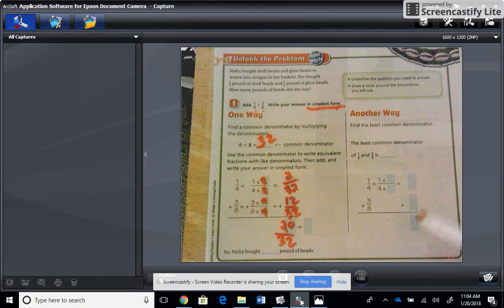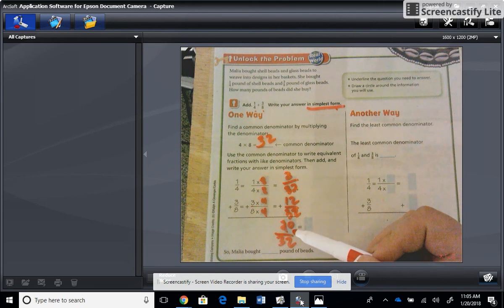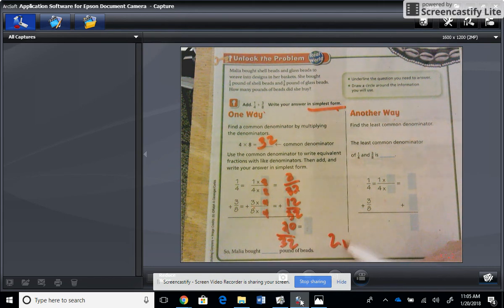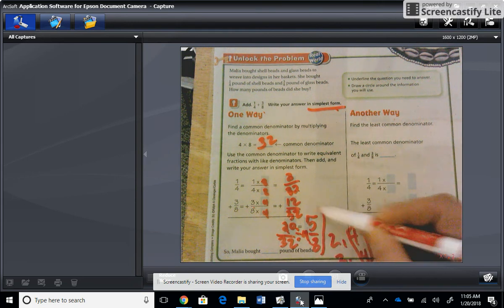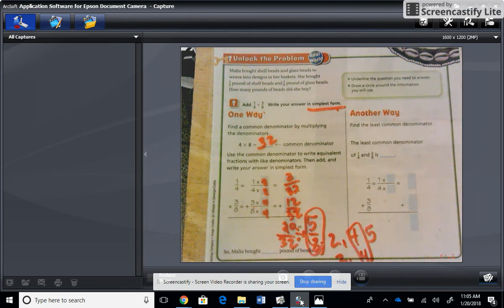Well, then I get 20/32. And I know that the common factors of 20 are 2, 4, 5. So what do I know my common factors of 32 are? 2, 4. Well, I found something that I can divide them both by. So I'm going to divide them both by 4. And 20 divided by 4 to get the simplest form is 5. 32 divided by 4 is 8. So my answer in the simplest form is 5/8.